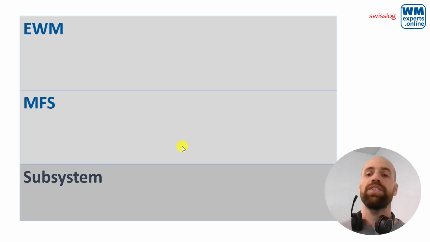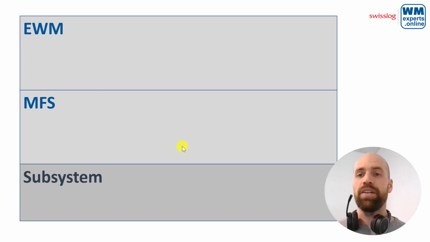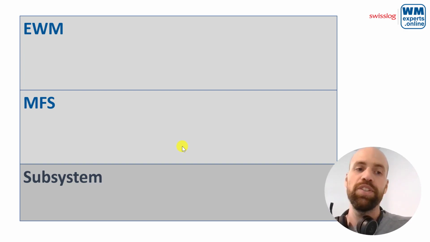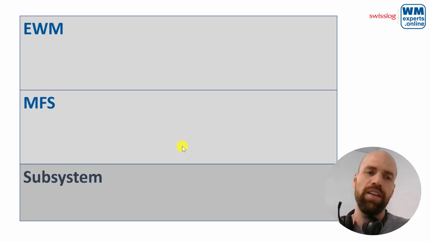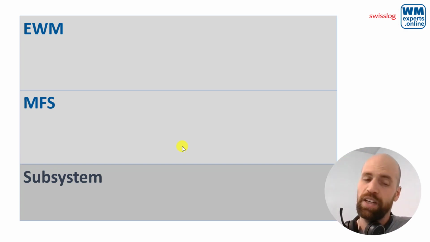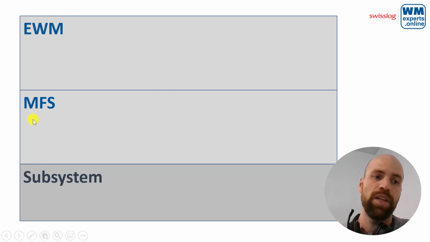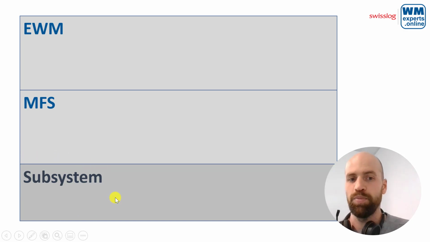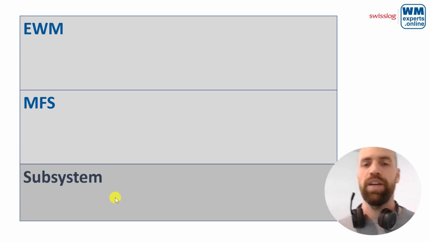Based on what I just explained with the layer model, we can break it down in an easier view here, because we are not interested in the top layer handling the deliveries, and we are not interested in the lowest layer covering the sensors and drives. So we only look at the WMS part, which is here EWM plus EWM MFS, and the subsystem, which is the PLC layer. So that's our simplified layer view for this video here.